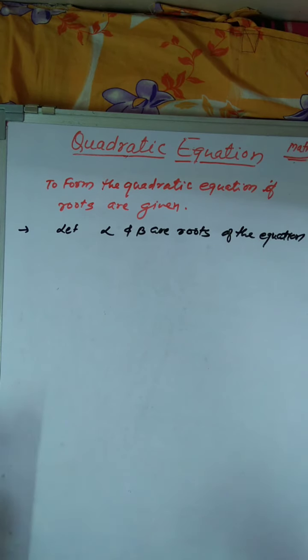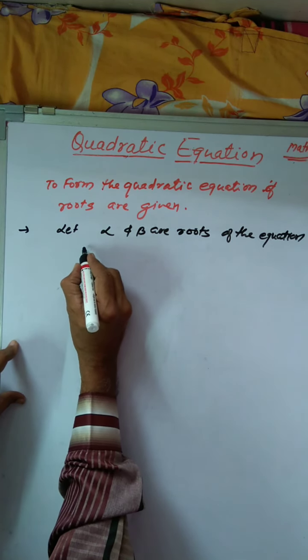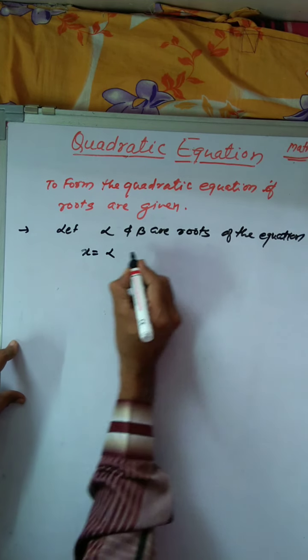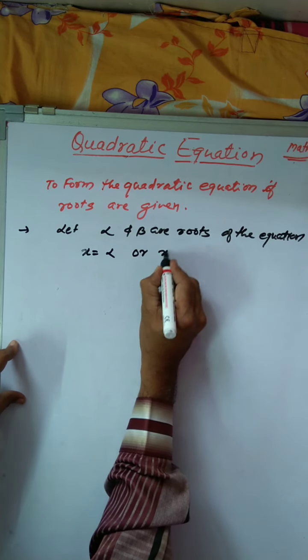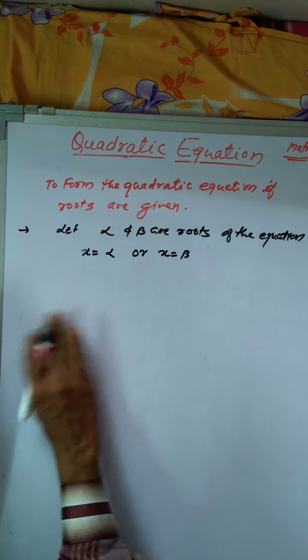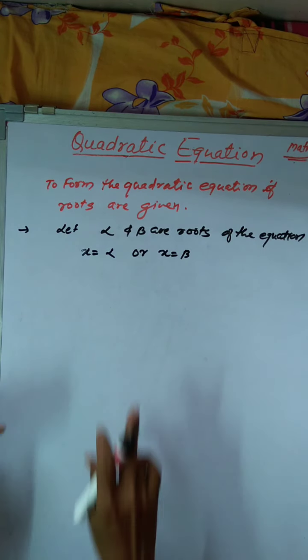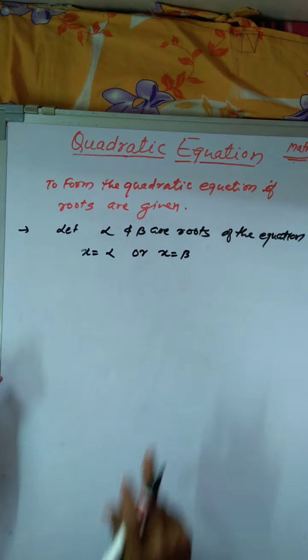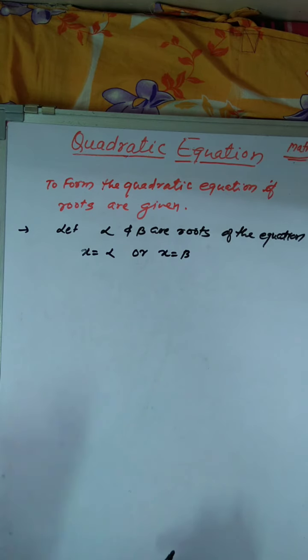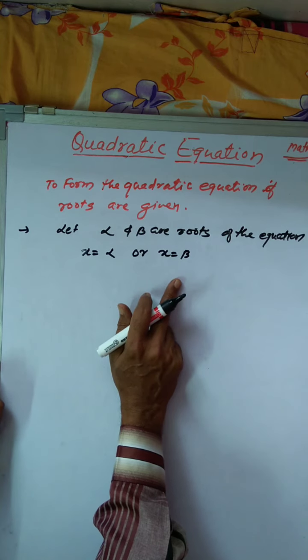Now we do the reverse procedure of solving the quadratic equations. Alpha and beta are the roots. That means x is equal to alpha or x is equal to beta. We get the reverse form, the reverse of the process of solving a quadratic equation. This is our solution. Alpha and beta are the roots of the quadratic equation, that means x is equal to alpha or x is equal to beta.